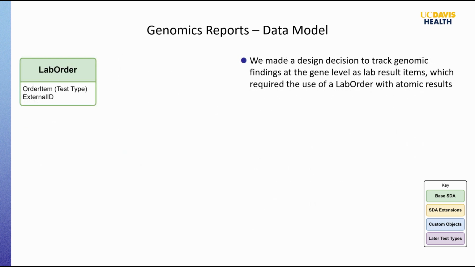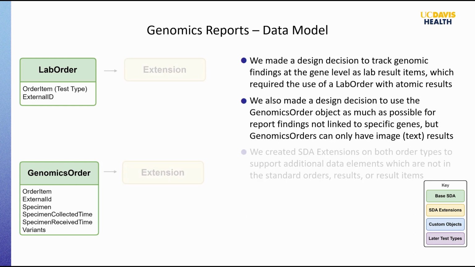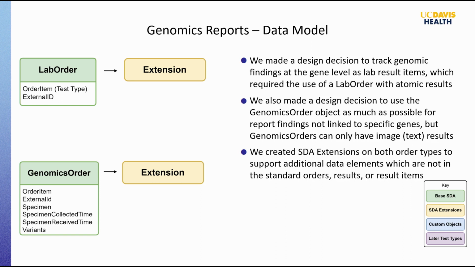So we made a design decision to keep everything at the gene level. So that makes us make use of the lab order with atomic results. And we also made a design decision to use a genomics order as much as possible. But some of you may know that the genomics order can only store image or text results. So we created SDA extensions for these two orders.